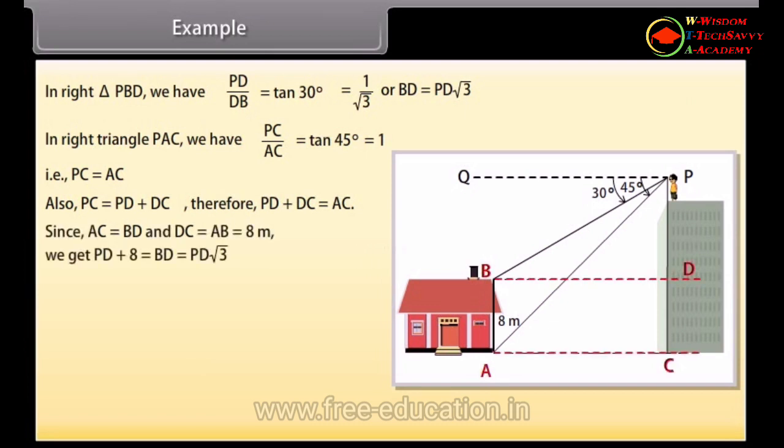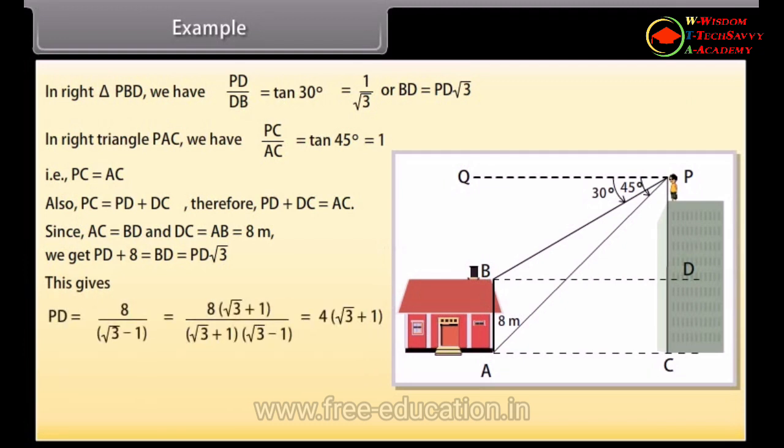Since AC is equal to BD and DC is equal to AB, which equals 8 meters, we get PD plus 8, which is equal to BD, which equals PD square root 3. This gives PD is equal to 8 upon square root 3 minus 1, which equals 8 into square root 3 plus 1 whole upon square root 3 plus 1 into square root 3 minus 1, which is equal to 4 into square root 3 plus 1 meters.